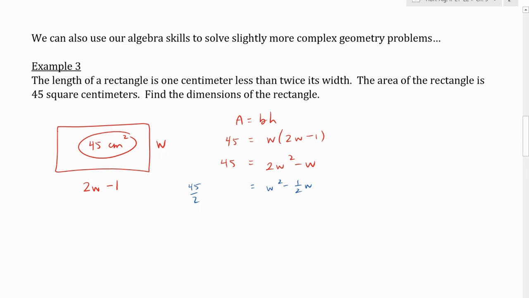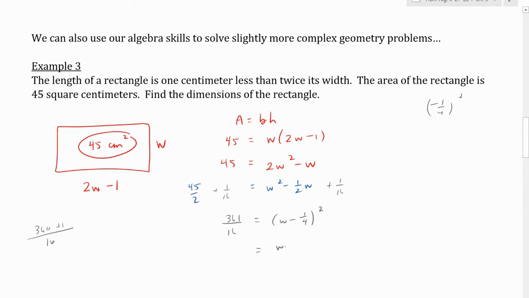And half that negative half is a negative fourth. If I square that, I get plus a 16th. So over here, I've got W minus a fourth all squared. If I get a common denominator, a 45 times 8. I don't feel like thinking too hard this morning. That's 360 plus one more. So I'm going to get 361 over 16.